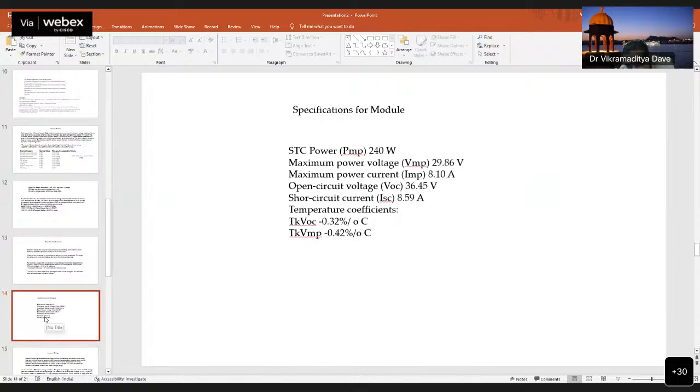Okay, so I have just highlighted one such module specification. It is generally given 240 watt. So it is the peak value at STC condition, standard test condition, and the maximum power voltage, that is the voltage when we have the maximum power, is given as 29.86. So these are the ratings that are specified on the modules.